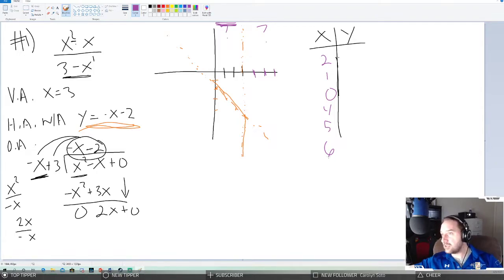So if I plug in 2 squared minus 2 over 3 minus 2. 2 squared is 4. 4 minus 2 is 2. 3 minus 2 is 1. So that's going to be 2. Now we can go through and we're going to find all those values.